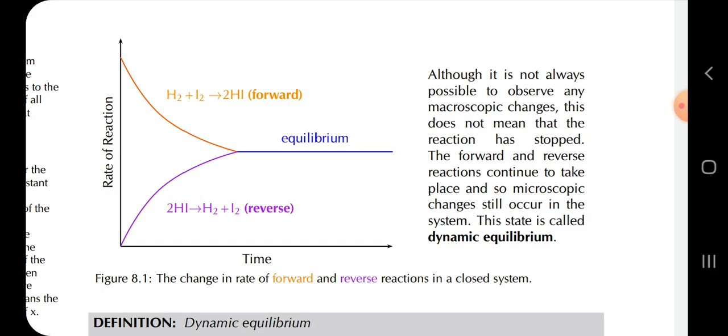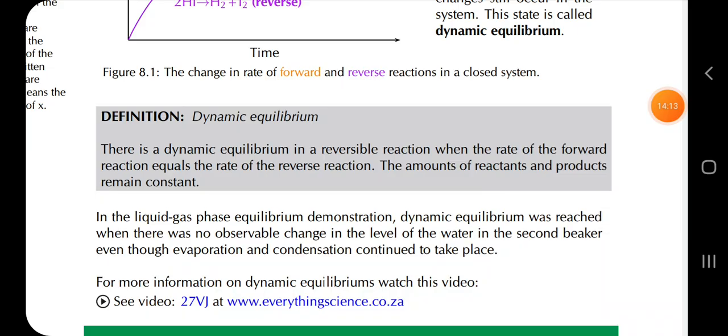Although it is not always possible to observe any microscopic changes, this does not mean that the reaction has stopped. So the forward and reverse reaction continue to take place, and so microscopic changes still occur in the system. Okay, this state is called dynamic equilibrium. So this is a definition of dynamic equilibrium. There is a dynamic equilibrium in a reverse reaction when the rate of the forward reaction equals the rate of the reverse reaction. So the amount of reactant and the product remain constant.